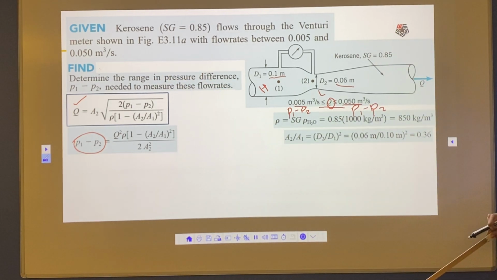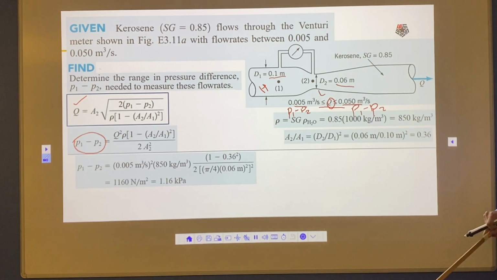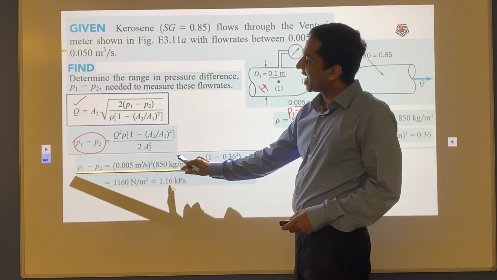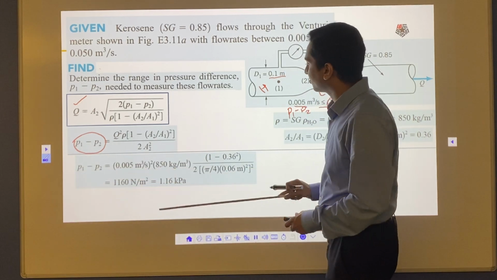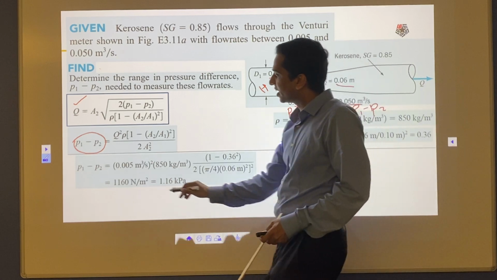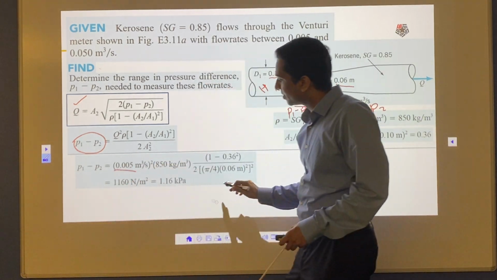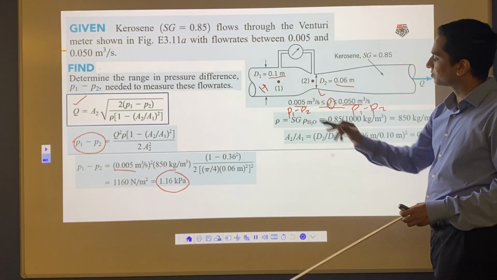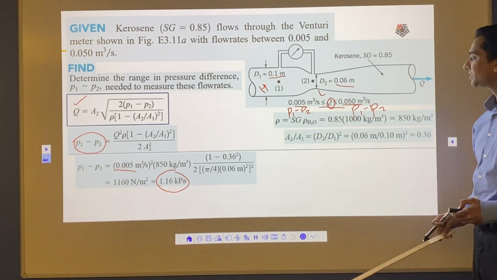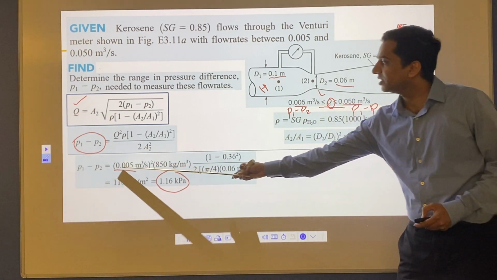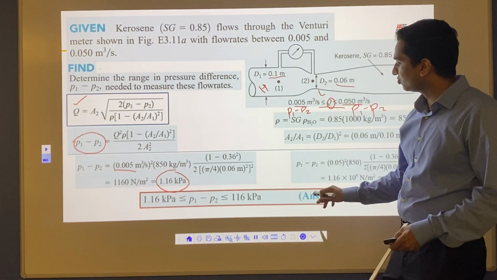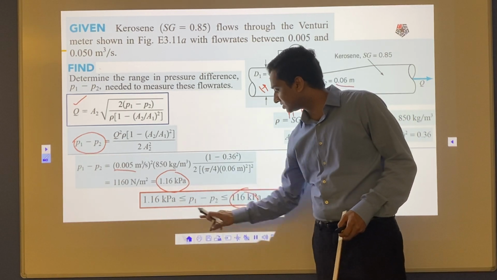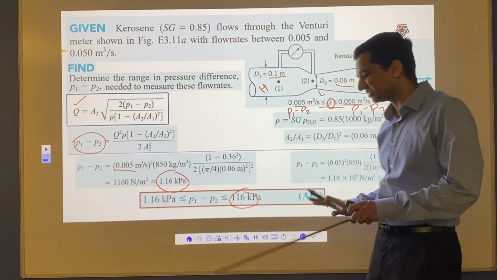Here you can pause the video and do your calculations. This is a solved problem from the book, so I did my calculations already. I have P1 minus P2 for the first part. When I use this flow rate 0.005, I run my numbers, and I get 1.16 kilopascal. So that's my first part, 1.16 kilopascal. And then for the second part I use this number here, and I can calculate P1 minus P2, and I get another answer, around 116 kilopascal, and that's my range, 1.16 to 116 kilopascal for P1 minus P2. It's a very simple problem.